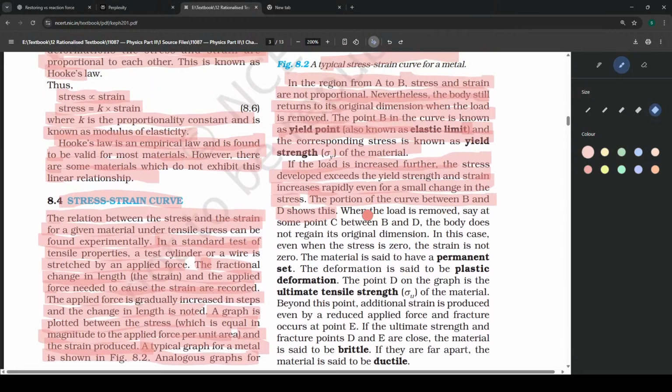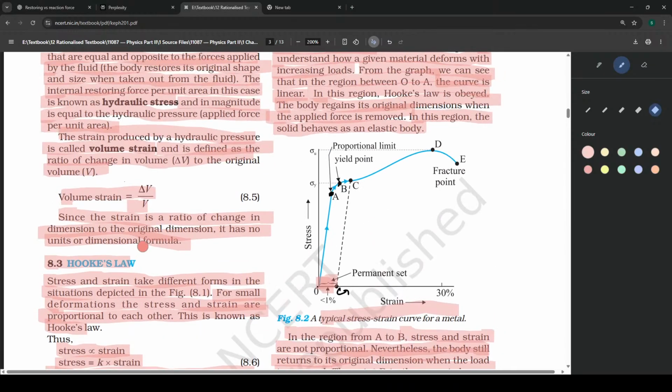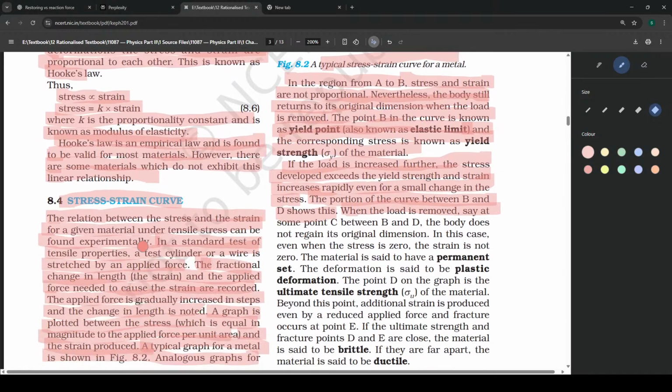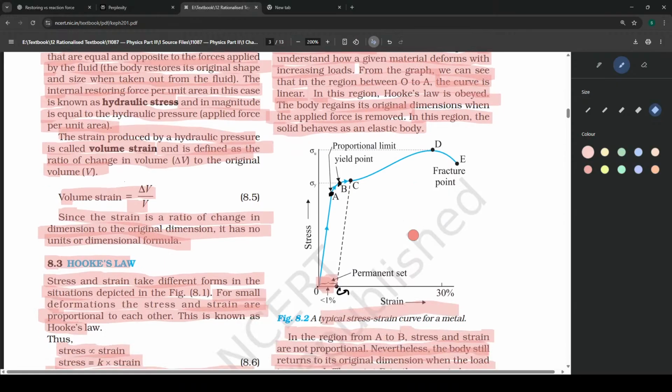The portion of the curve between B and D shows that small change and rapid increase of stress when the load is removed. Let's read first. When the load is removed, say at some point C between B and D, the body does not regain its original dimension. In this case, even when stress is 0. Let's assume there is a point C. B is the yield point and D is the fracture point or proportional limit.